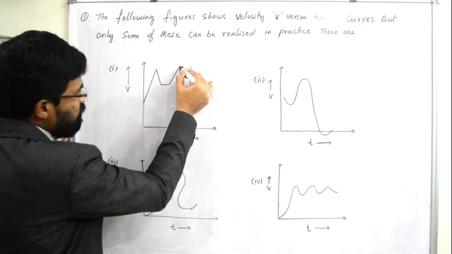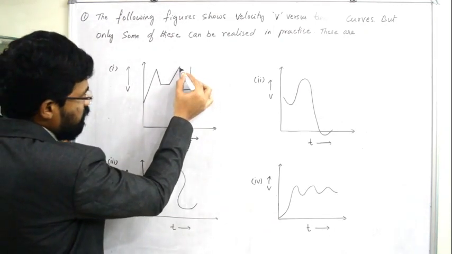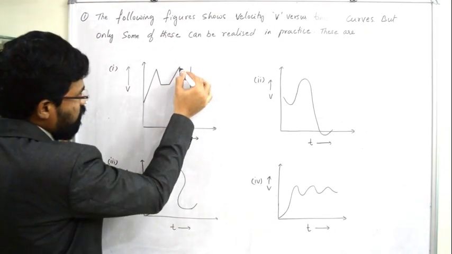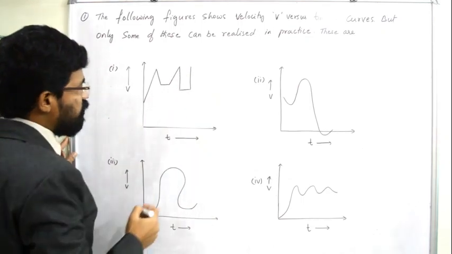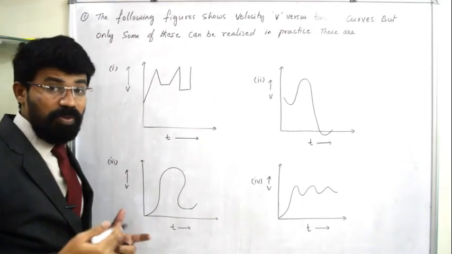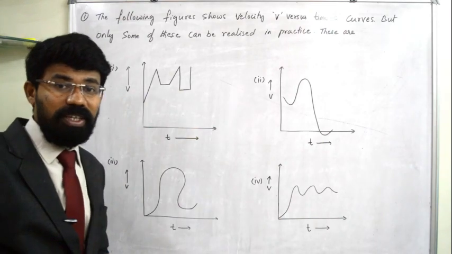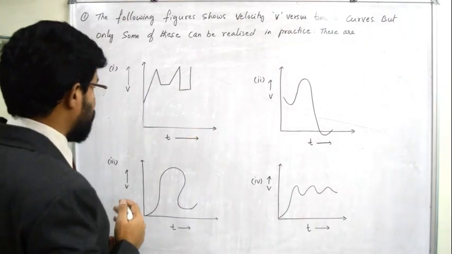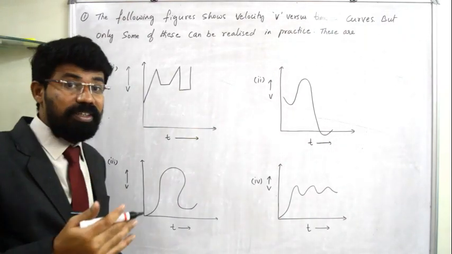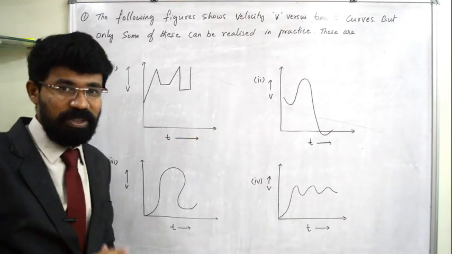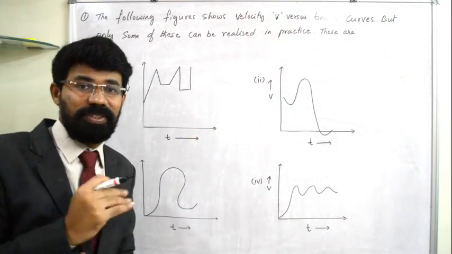But after reaching this point, what is happening? See, you are having a straight line. If you are having a straight line, what does it mean? If you calculate slope of velocity time graph, what you will get? You will get acceleration, isn't it? Slope of velocity time graph gives us acceleration. Area under velocity time graph gives us displacement. These are the two physical significances connected with velocity time graph.